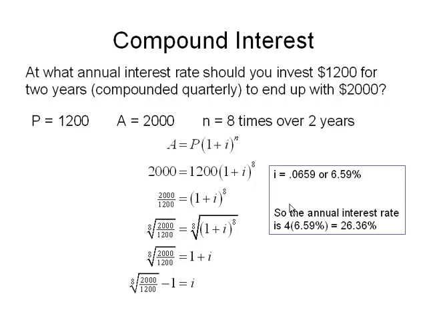That corresponds to an annual interest rate that's 4 times as large. So 4 times 6.59% is 26.36%. Remember, the i is the interest rate per period, and you'll have to multiply that by however many times you're compounding in a year. In this case, we were doing quarterly.